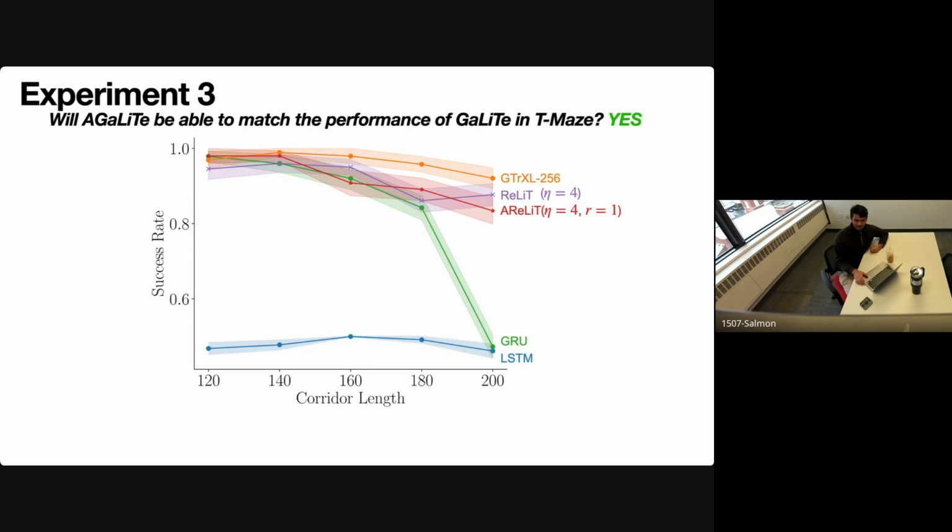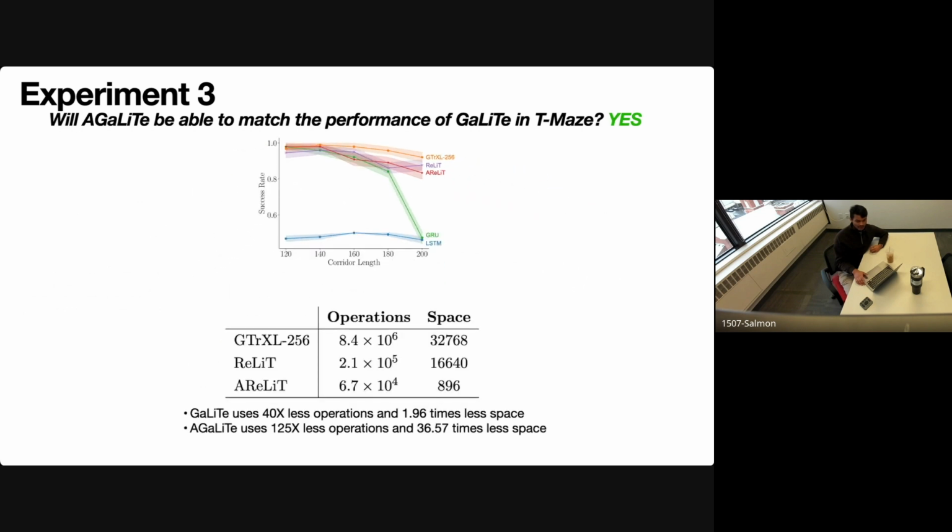So AGaLiTe with eta equal to 4 and R equal to 1 is able to match the performance of AGaLiTe in this problem. And to give you a perspective, we are now using 125 times less operations and 36 times less space than the GTrXL agent. So this is a huge improvement over the transformer architectures which are commonly used in the reinforcement learning setting, while having very similar performance in this environment.